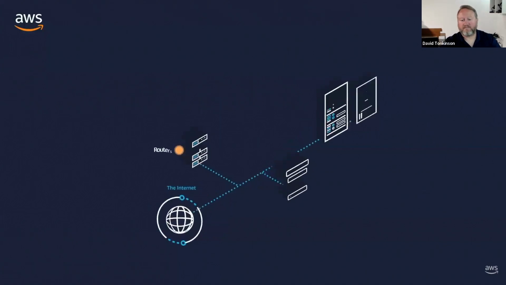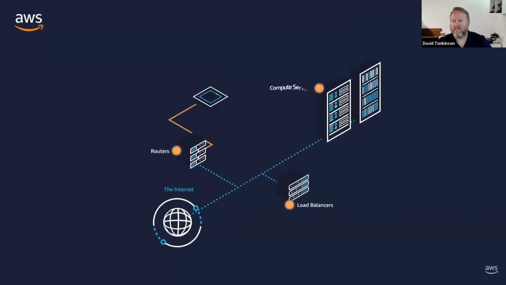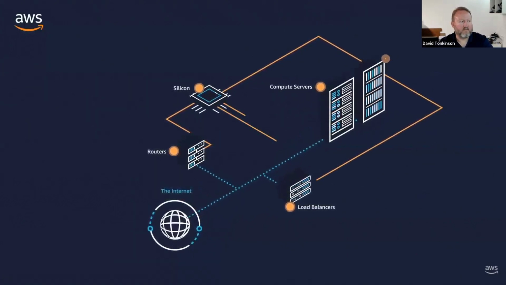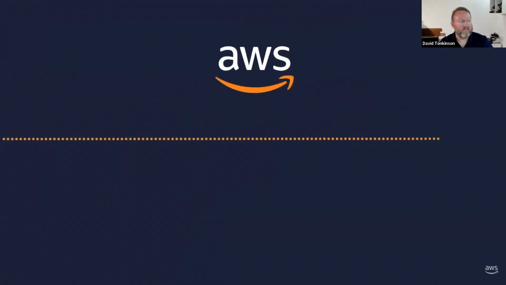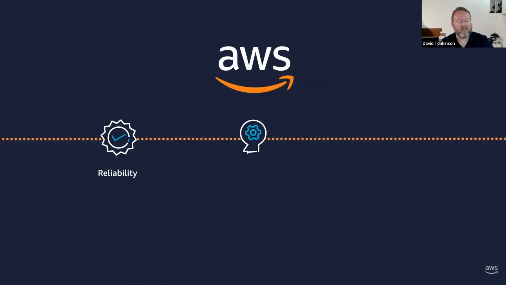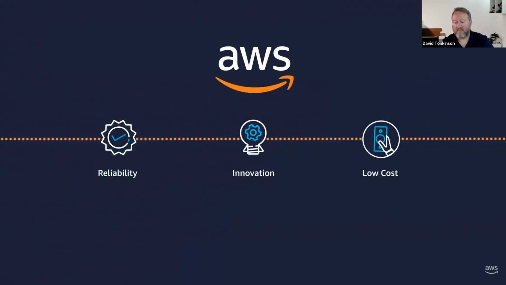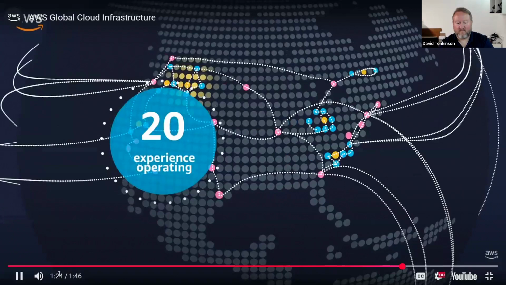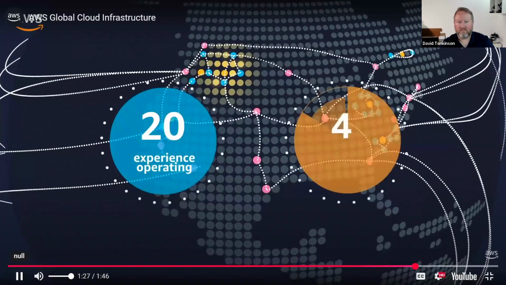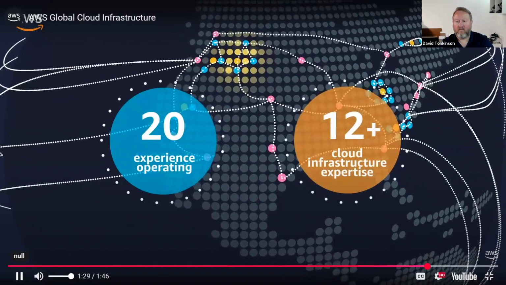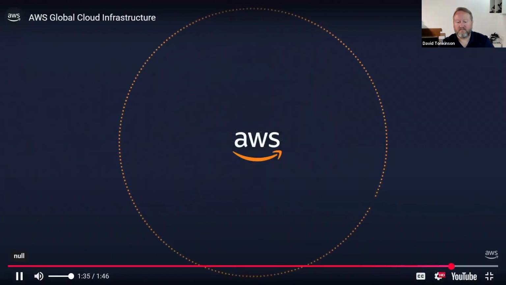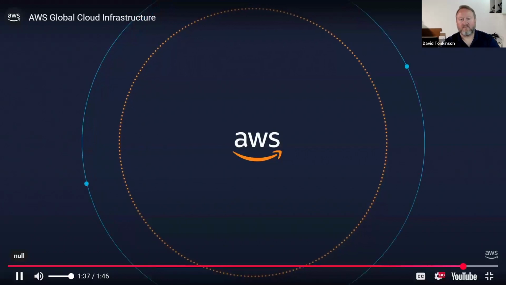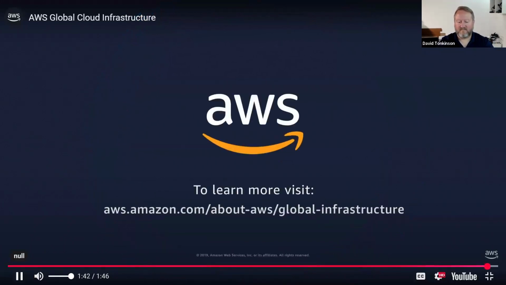Within each AZ, our data centers have been designed with custom, purpose-built compute servers, storage servers, routers, and silicon. By using its own custom hardware, AWS provides the highest level of reliability and the fastest pace of innovation, all at the lowest possible cost. With 20 years of experience operating one of the world's largest websites, 12 plus years of cloud infrastructure expertise, and millions of customers running every imaginable use case, AWS is uniquely positioned to deliver superior operational performance customers can depend on for their most important workloads. Visit the website to learn more.